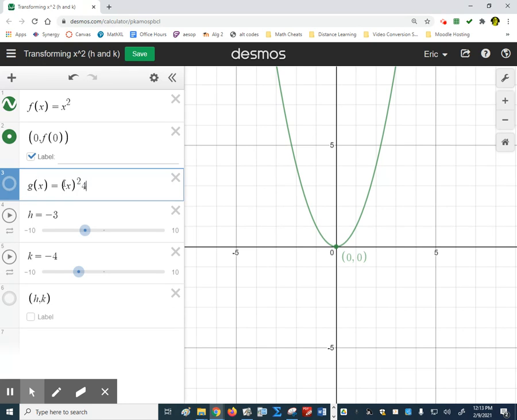Let's do the quantity x plus 1 squared plus 5. Okay, tell me what's going on there. Let's get answers from everybody on this. Getting lots of left 1 up 5. Lots of people saying left 1 up 5.